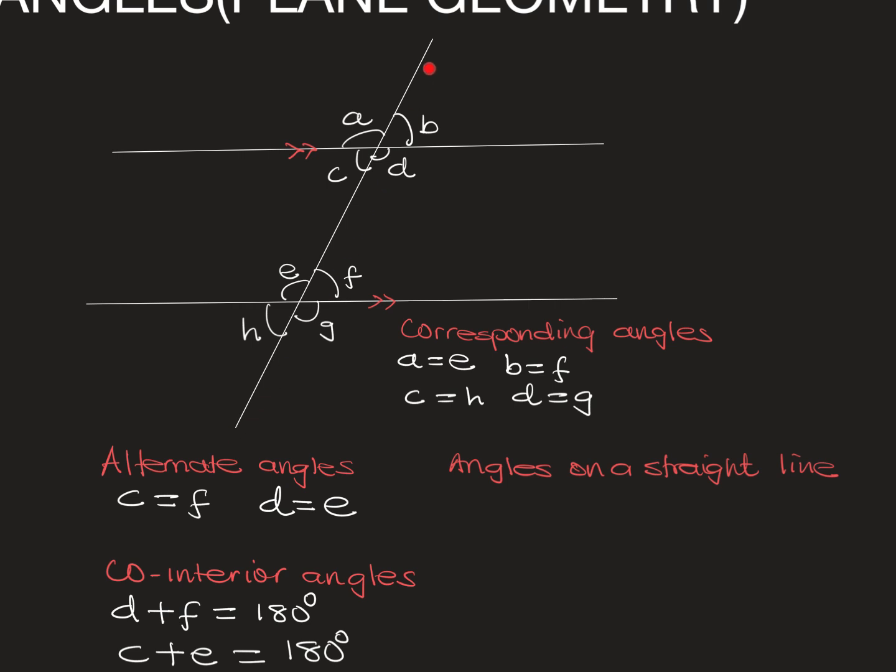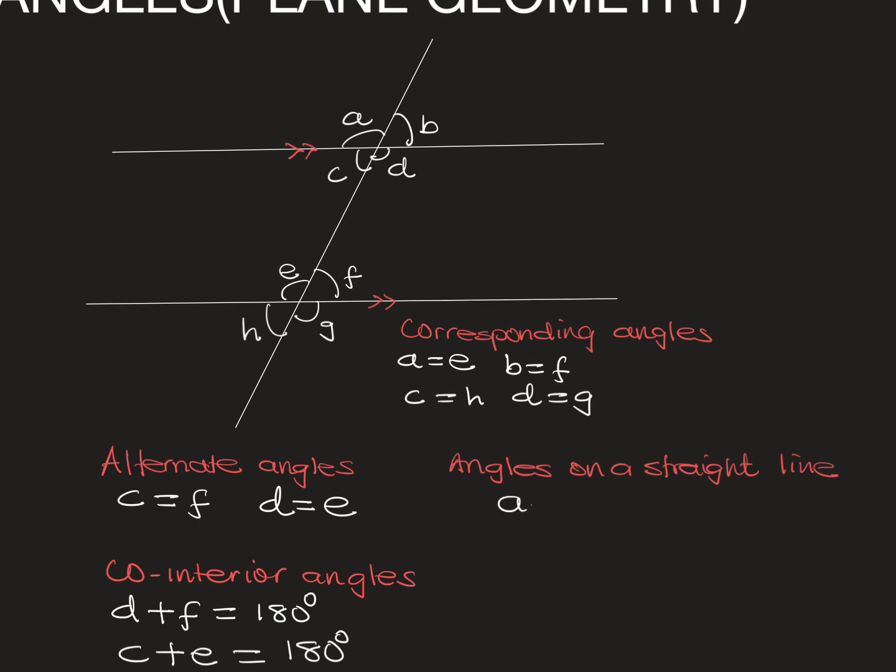But if I consider this line as well, it means H and E are angles on a straight line, G and F are angles on a straight line, A and C are also angles on a straight line, as well as B and D. So the theorem is that angles on a straight line will add up to 180 degrees.